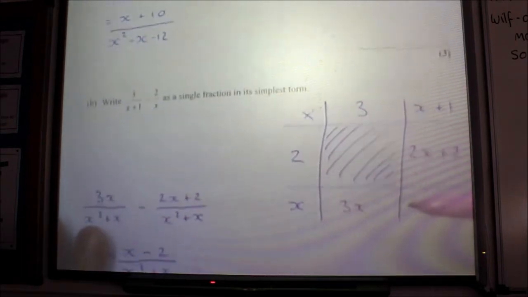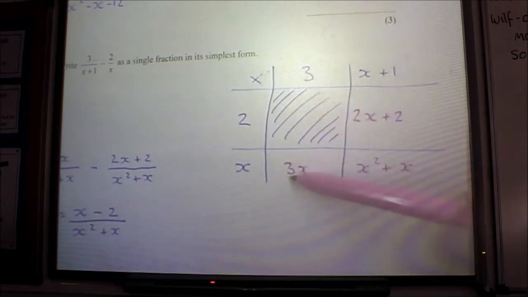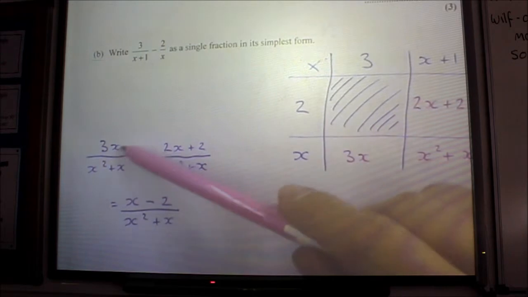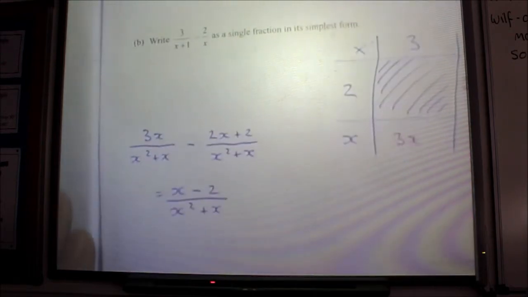Question part B, write as a fraction in its simplest form. I've done it in the same way. I've done all the cross multiplying here. There's your bottom number. You're doing 3x, so you're doing that one, take away that one, which is here. So 3x take 2x is x, and there's nothing, take away 2 is minus 2 over x squared add x. That's how you do that one.